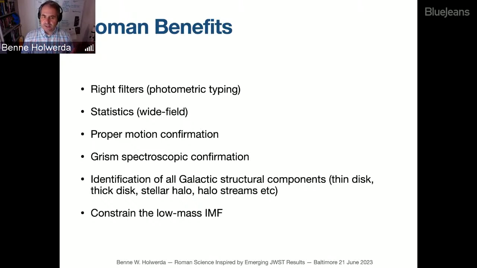GRISM has the option to actually give us spectroscopic confirmation again, because we have these broad features in the atmospheres of these things. You can separately confirm the photometric typing and, for example, identify instances where this is a low mass brown dwarf. And so that would be an interesting discovery. And so we can then identify all the galactic structural components, the thin disk, the thick disk, the stellar halo, the halo streams even, and then constrain the low mass IMF for all those components separately, and then for the Milky Way as a whole.